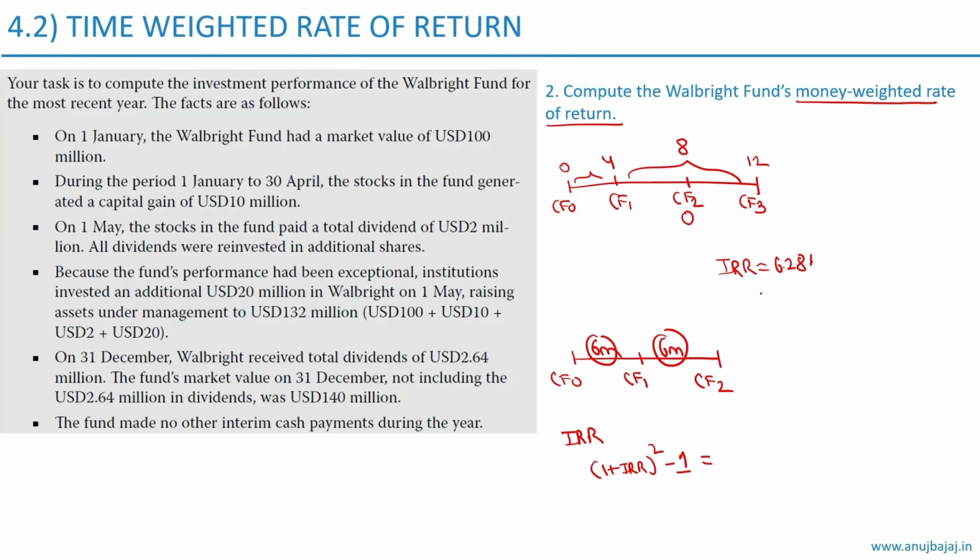Now if you want to annualize the return, you will take 1 plus the IRR, raise it to the number of periods, which is 3. Subtract 1 and you will get the annual IRR. So the main point here was to demonstrate that IRR is always per period.